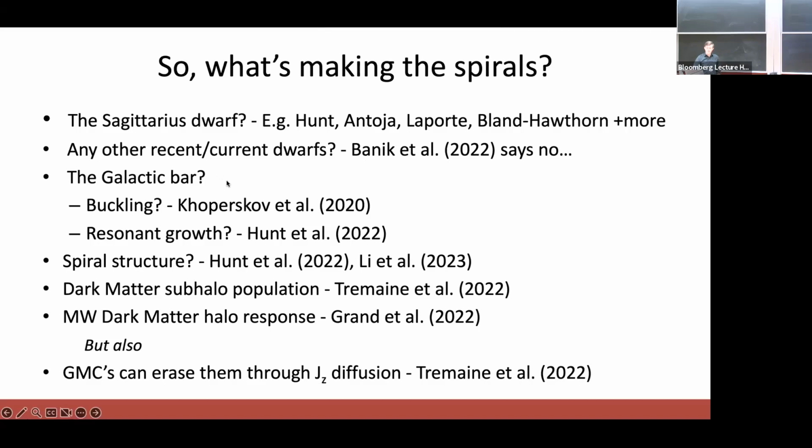Other options: the Galactic bar. Sergei Koposov showed if the bar buckles, it creates a vertical disturbance that creates 1 arm phase spirals. And in my bar, in the model I showed you, it does not buckle. It grows slowly and resonantly and also makes spiral arms. So between them, the combination of the resonant growth and spiral structure, you can reproduce these.